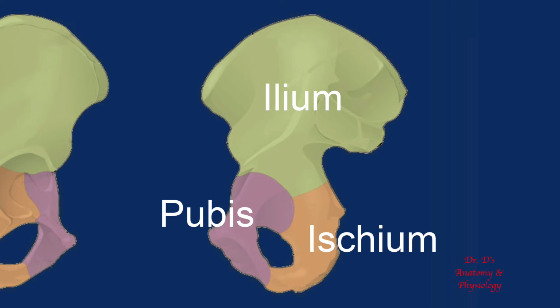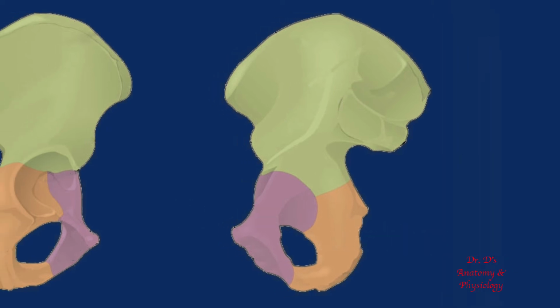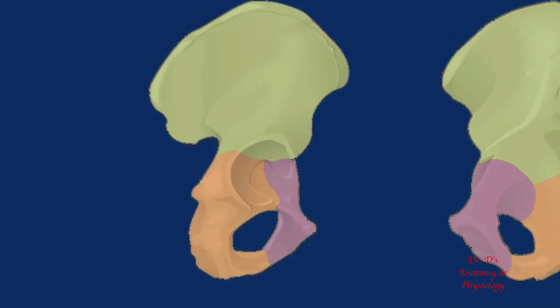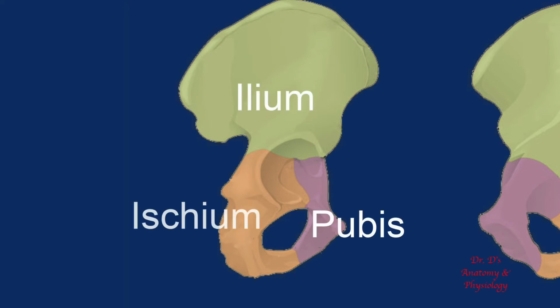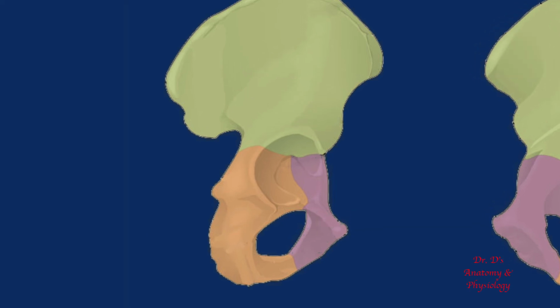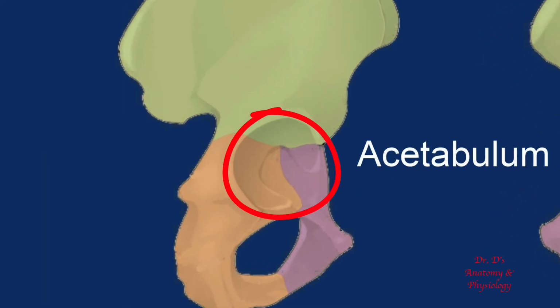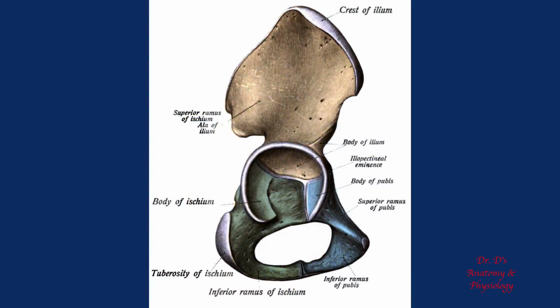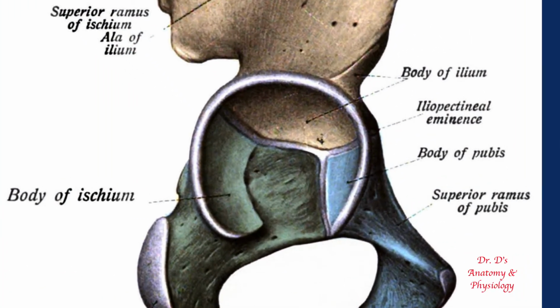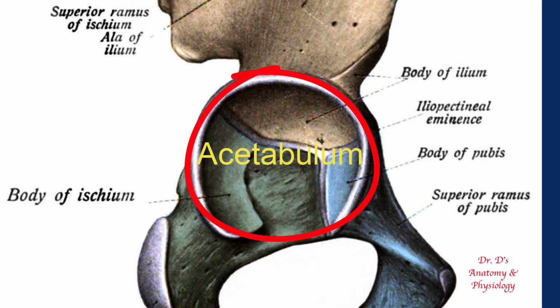But why do they fuse so completely? If we look at the lateral side of the bone, we again note the ilium, the pubis, and the ischium. And now we can see the important structure that they form together, the acetabulum, which is the socket that is going to form the hip joint. This illustrates how the three bones come together to form the acetabulum.